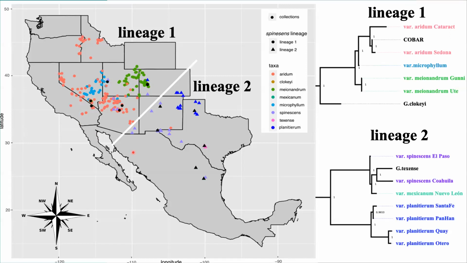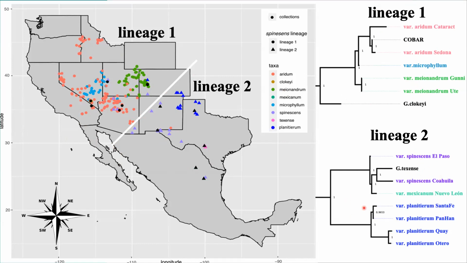And so here, if you draw a line through all of our samples, everyone that's above this line, I'm calling that lineage 1, they're in this group. And then everyone that's below this line is in this group.